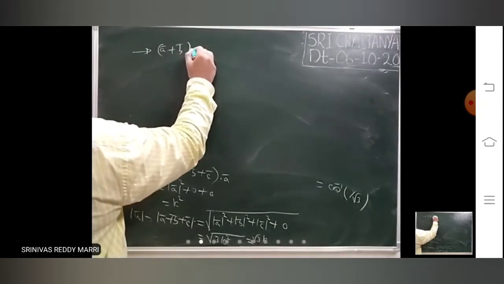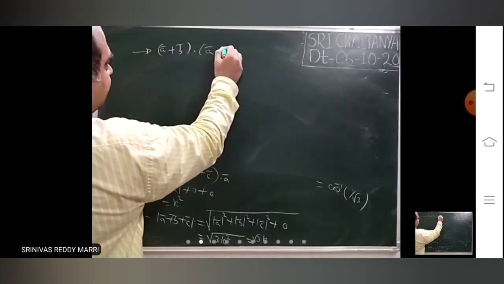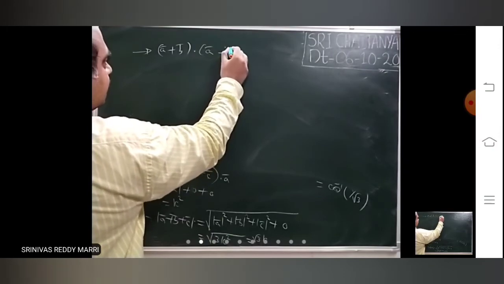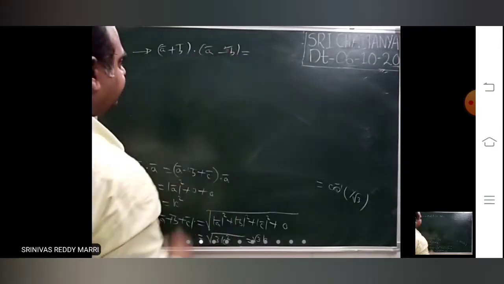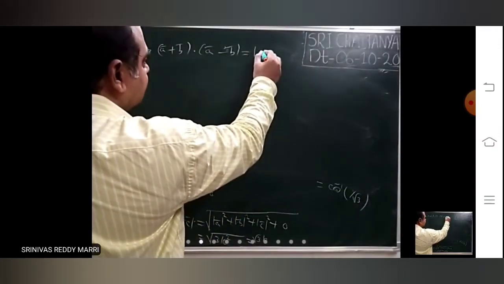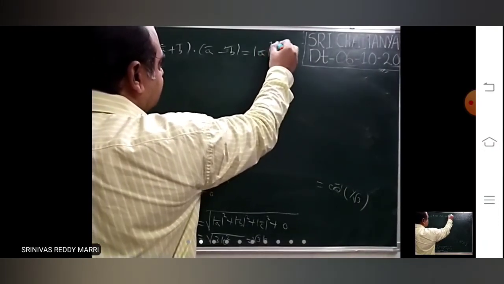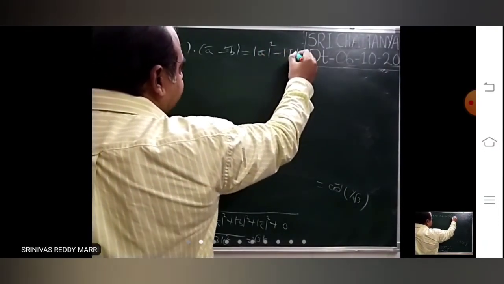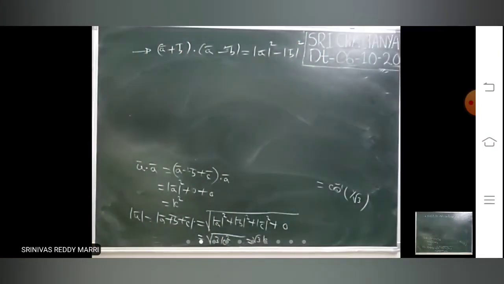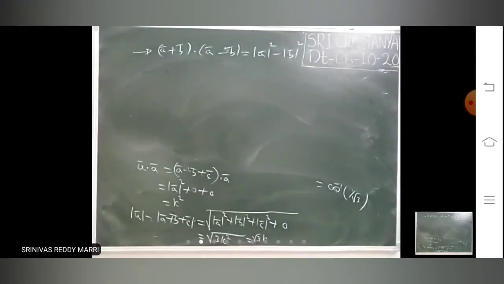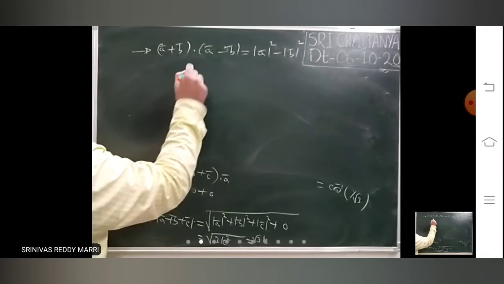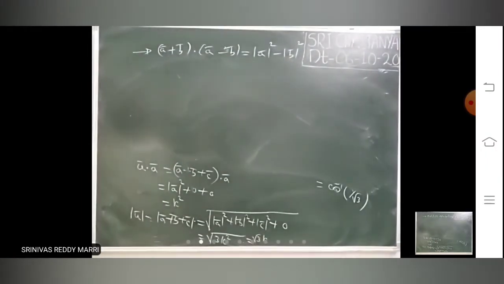Next property. Whenever a bar plus b bar dot a bar minus b bar is there, this is nothing but modulus a bar square minus modulus b bar square. A plus b into a minus b is modulus a bar square minus modulus b bar square.